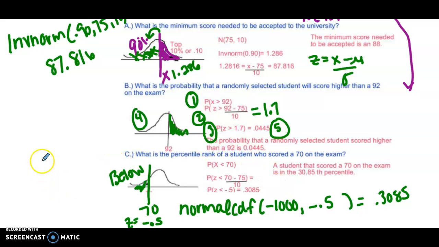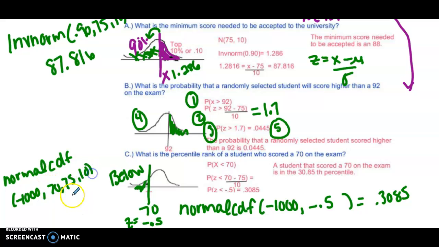Now, you can also type that into your calculator and get the answer: normal CDF, lower bound negative 1,000, upper bound 70, mean of 75, standard deviation of 10, and it would automatically give you that 0.3085. But you have to show this work. You will not get full credit on your midterm if you do not show 1, your probability statement, 2, your z-score, 3, probability with z-score, 4, your graph, and 5, your answer.